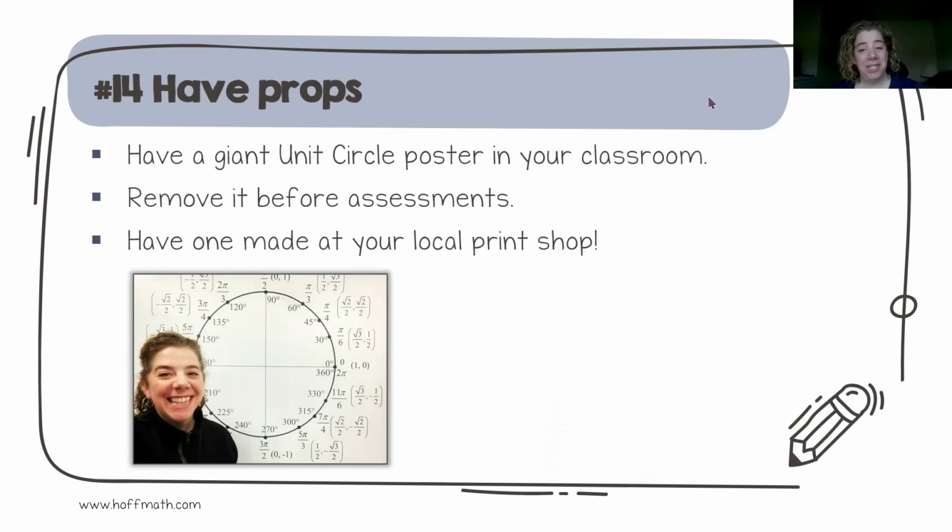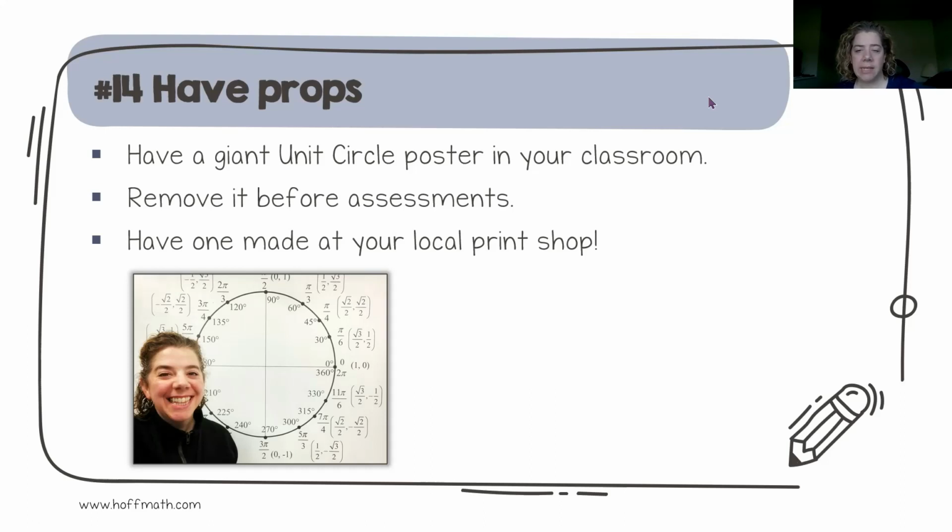Tip number 14, have props. My favorite prop, and really kind of my only prop, is to have a giant unit circle poster. You can see that smiling picture of me in front of mine. I had mine made at a local print shop. I made the unit circle in PowerPoint on an 8.5 by 11 piece of paper, but I guess you can make it square too.